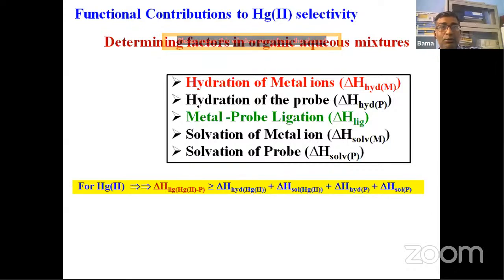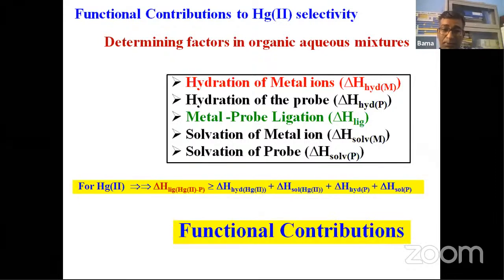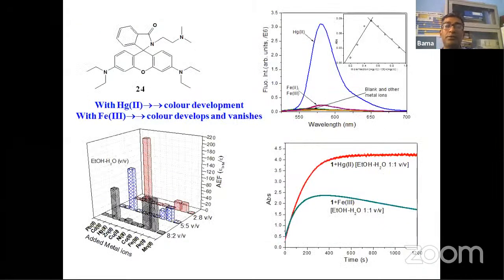And the enthalpy of this probe metal interaction has to be greater than the combined value of all these things. But in other cases, for other metal ions, the enthalpy of metal ligand interaction is less than the other enthalpies. So this was our observation. So this functionally contributes towards the selectivity of these kind of systems.